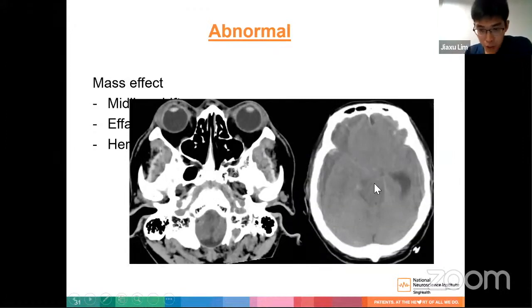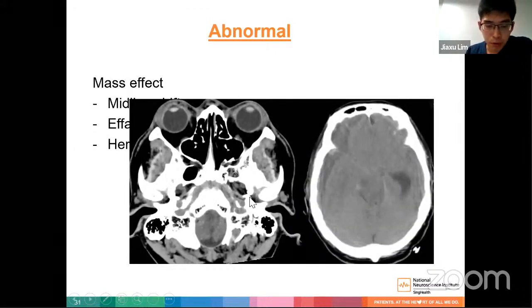Uncal herniation, as mentioned previously. And if you look at this scan on the left, this is the cisterna magna. You can all appreciate these two ovoid structures here. They're not supposed to be present. These two are the cerebellar tonsils, and they have descended due to raised intracranial pressure in the posterior fossa, tonsillar herniation compressing on the medulla.